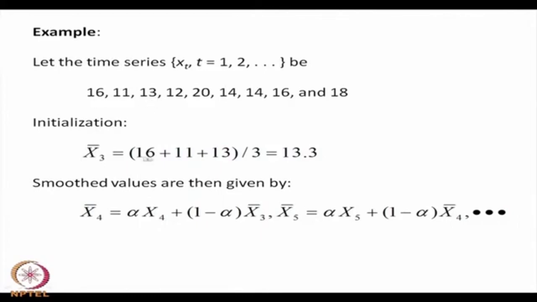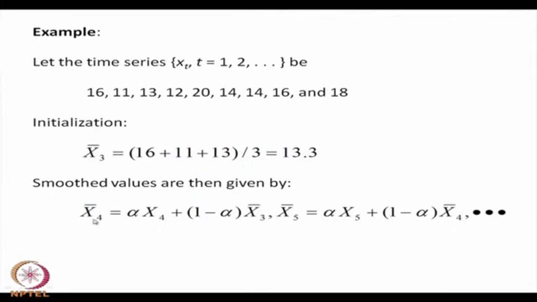moving average value. So, 16 and 11 and 13 added, divided by 3, gives us 13.3. 13.3 is taken as x bar 3 and is used when we go to the next time point 4 and data value 12. Then we take x bar 4 as equal to, we can use our exponential smoothing formula now. It is alpha into x 4, namely 12, plus 1 minus alpha x bar 3, that was calculated from our moving average method.